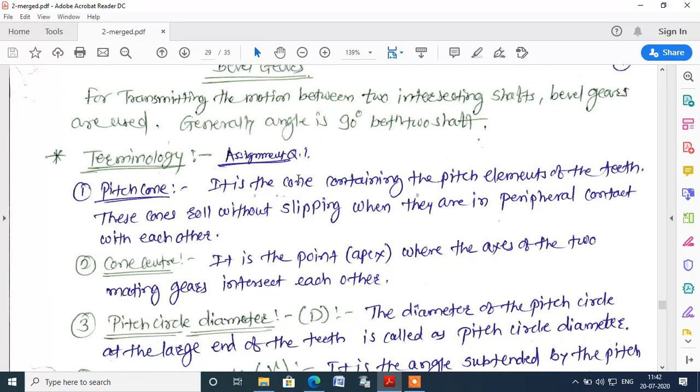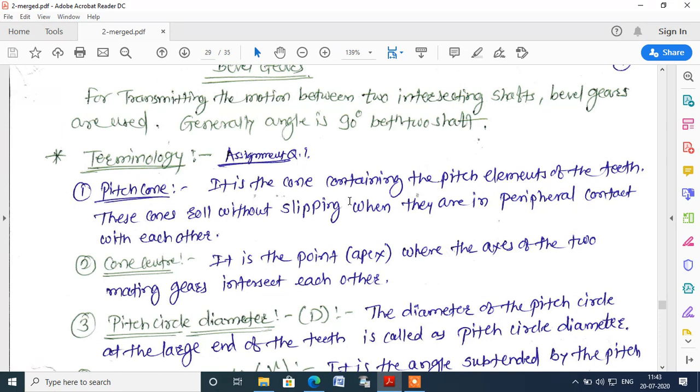Now these gears are generally used for transferring the motion between two intersecting shafts, and these two intersecting shafts make an angle of 90 degrees between them. So here the angle is 90 degrees between the two shafts, but these shafts are intersecting. So bevel gears are used for transferring the motion between two intersecting shafts.